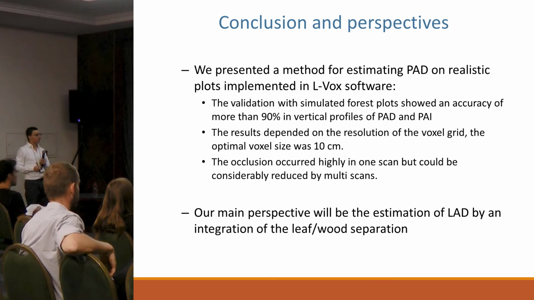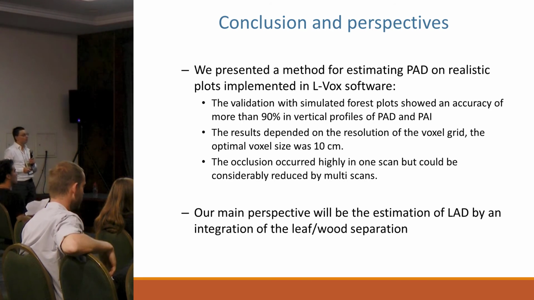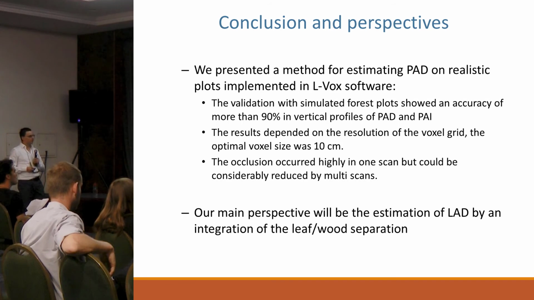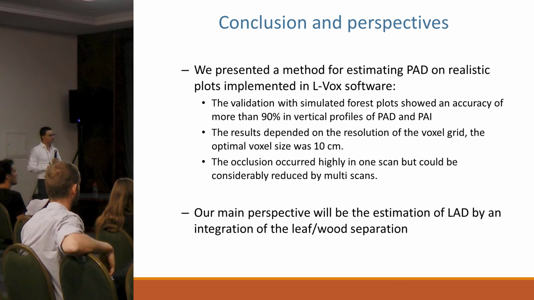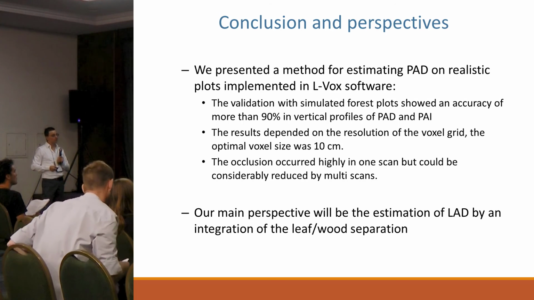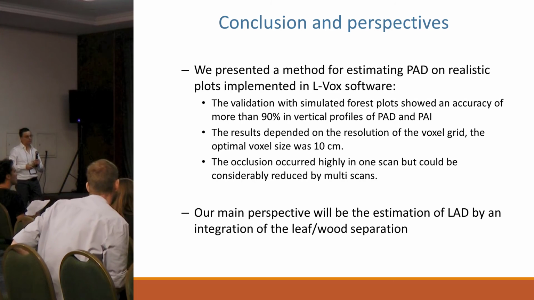In conclusion, we presented the method implemented in the AMAPVox software, which is a plugin in computation right now. With simulated forest, we showed an accuracy of more than 90% in the vertical profile of the PAI and the integrated PAI. The result depended on the resolution of the voxel grid, again 10 cm for coniferous, mostly. The occlusion occurred highly in one scan, but could be considerably reduced by multi-scan. There's nothing new there, usually.